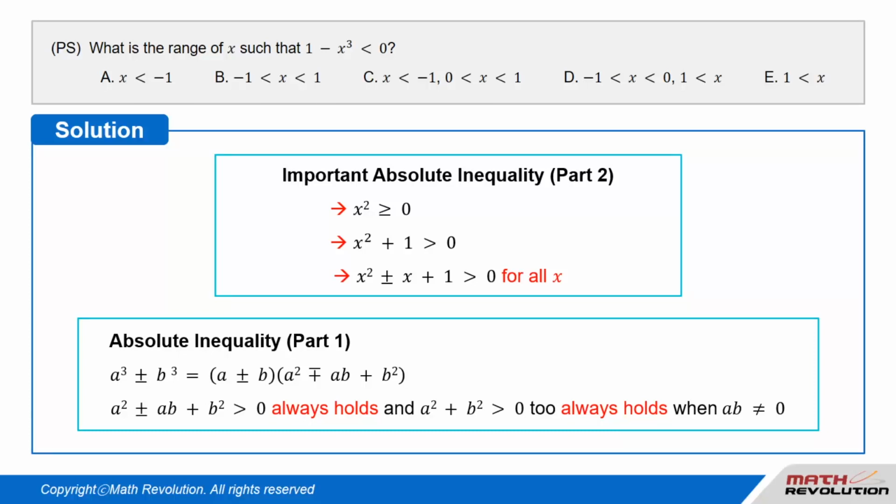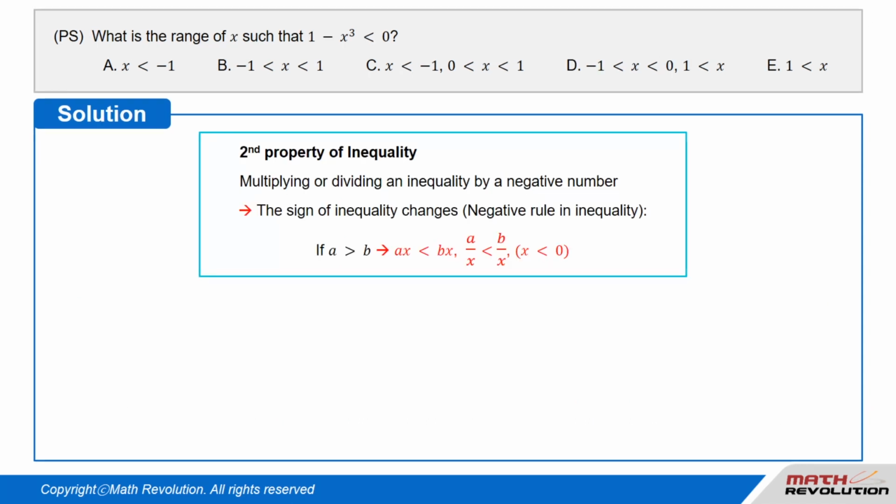Absolute inequality, Part 1. Case 1. a cubed plus or minus b cubed equals (a plus or minus b) times (a squared minus or plus a times b plus b squared). Case 2. a squared plus or minus a times b plus b squared is greater than 0 always holds, and a squared plus b squared is greater than 0 also always holds when a times b is not equal to 0.